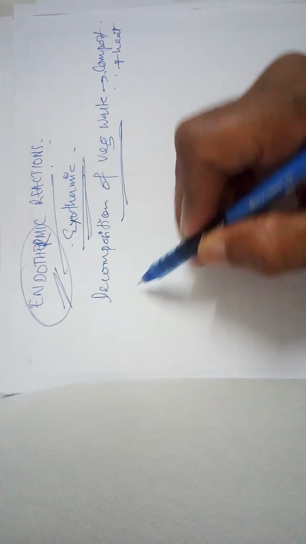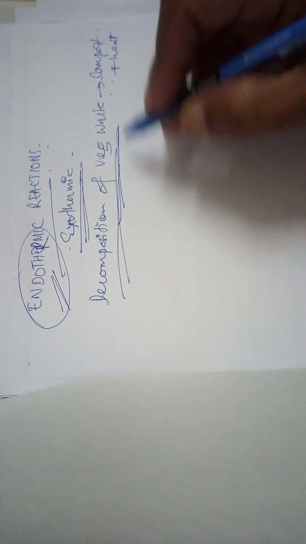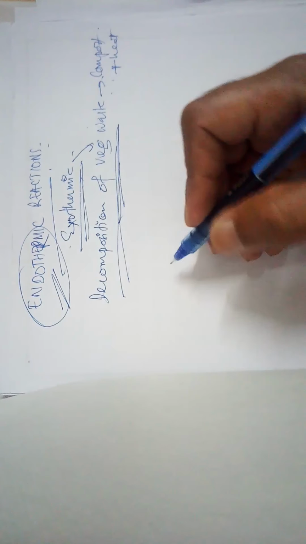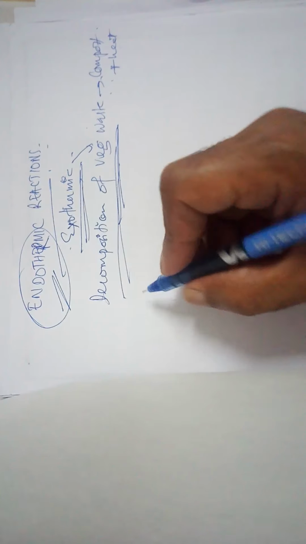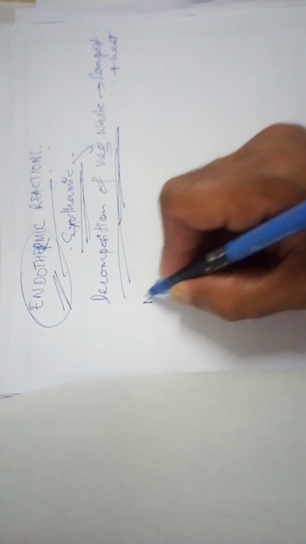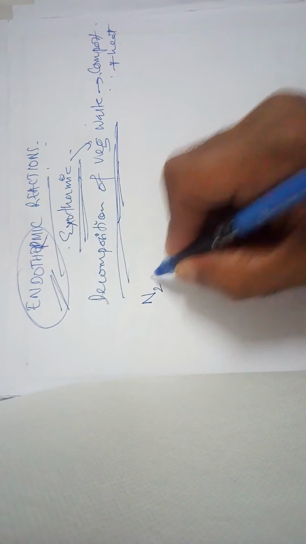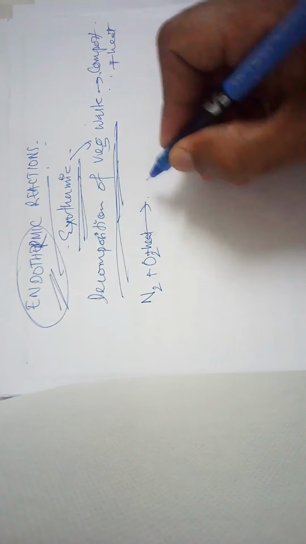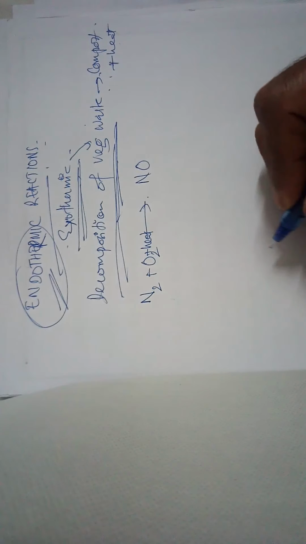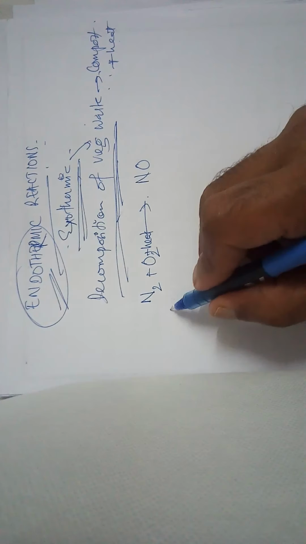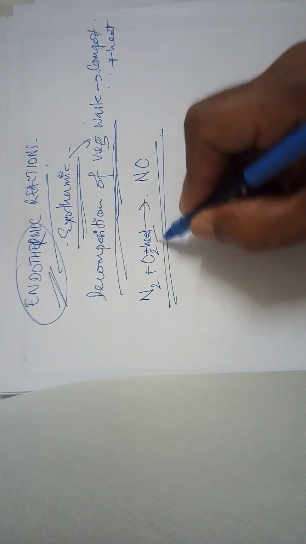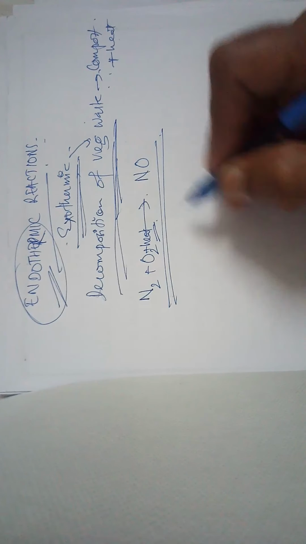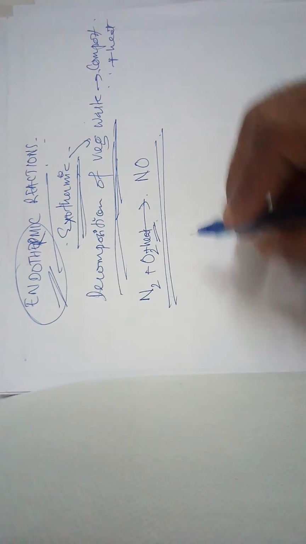Now let us consider the decomposition of vegetable waste into compost. There heat is evolved, so it is an exothermic reaction. Now take nitrogen, when it combines with oxygen or is heated with oxygen, nitrogen monoxide is formed. This is a type of reaction in which heat is required to complete the reaction, or heat is absorbed in this reaction. It is known as an endothermic reaction.